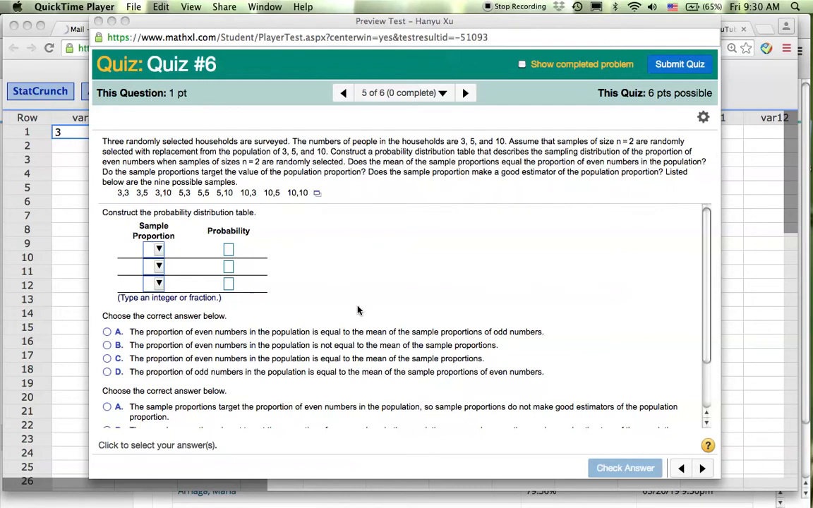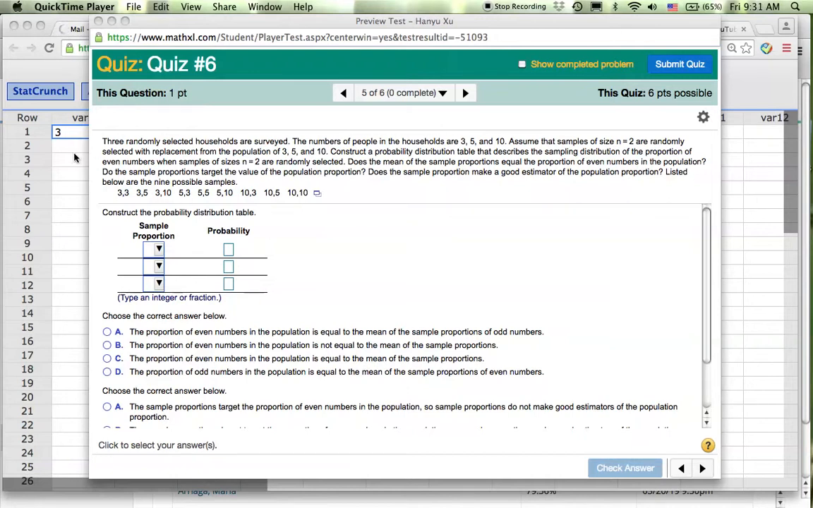Hello everyone. Today I'm going to discuss with you question 5 of quiz 6. For this one, you have the number of people in the household as 3, 5, and 10, and you want to choose 2 out of those 3 with replacement. Down here, it lists all of the possible samples. And they want to know the probability distribution for the sample proportion of even numbers.